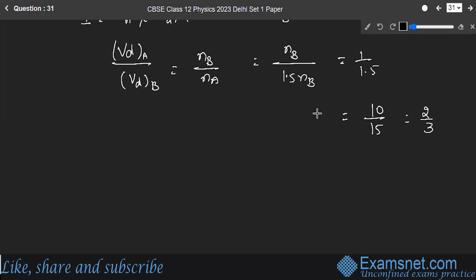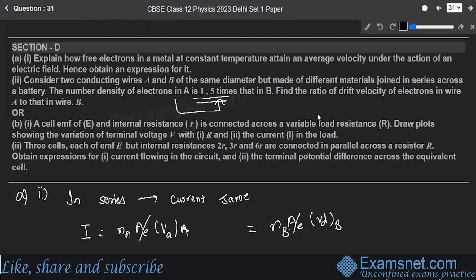So that means vDA is to vDB is equal to 2:3. Right. This is what we needed to find out, that ratio. This is 2:3. Hope you're clear with this. So now let's move to the second question, second part, B part.